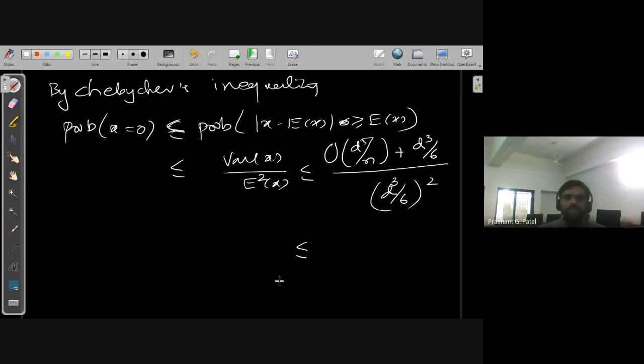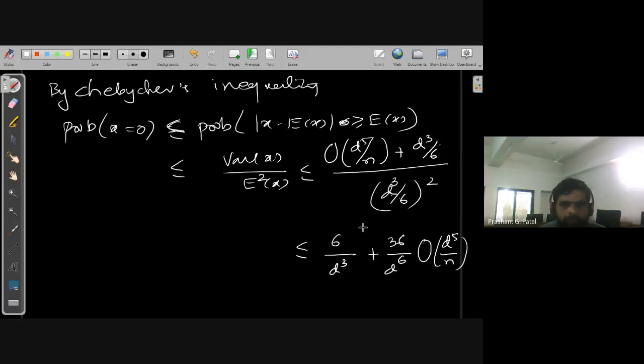So this is less than or equal to, if I divide this quantity by this one, then we are left with 6 by d cube plus 36 by d raised to 6 times big O of d raised to 5 by n. What I did is just divide this by this and this by this, and it leads to this. If n tends to infinity, what will happen? This quantity will tend to 0 as n tends to infinity.